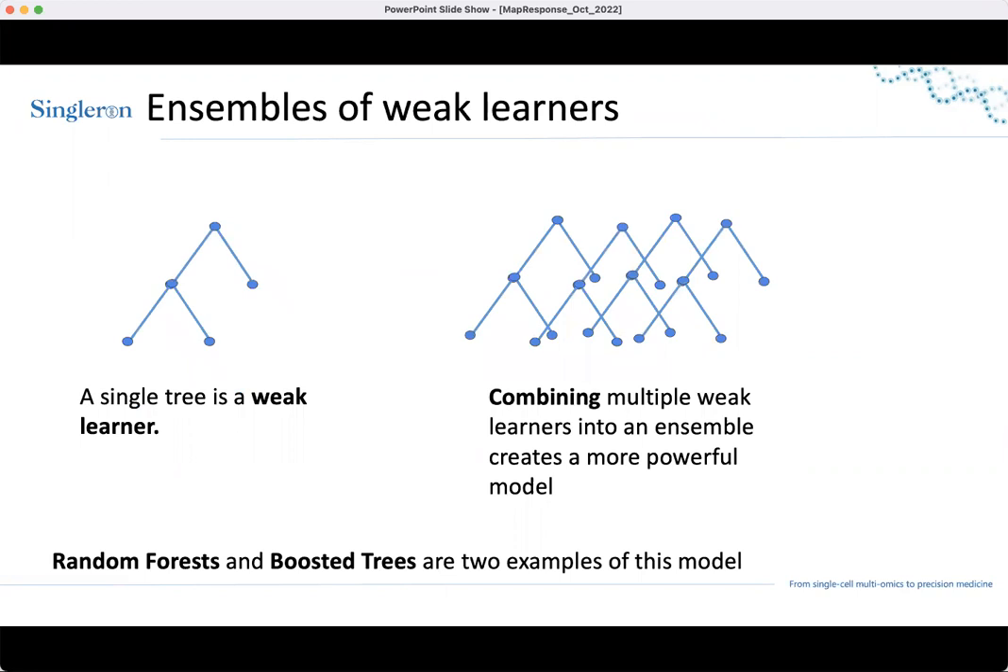Okay, but the problem is a single tree has high variance, and it can be very susceptible to small changes in the data set, et cetera. So what we can look at a single tree as is a weak learner. What that means essentially is it's only slightly better than the baseline of predicting some response variable.